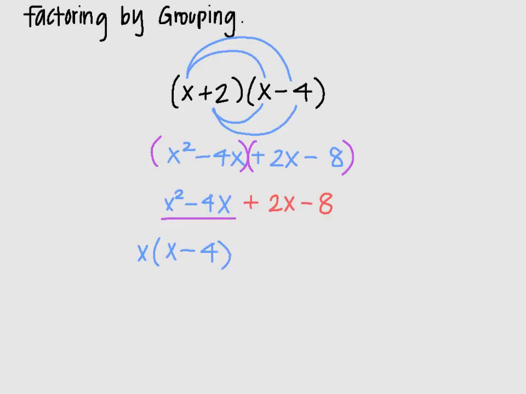Now what I'm going to do is look at the second 2 terms, or the second pair of the terms in my polynomial. So I'm going to look at 2x minus 8. And in those 2 terms, what I see they both have in common is a factor of 2. The greatest common factor of 2x minus 8 is 2, meaning that 2 is a factor of 2x and a negative 8. So if I factor out the positive 2, what I'm left with is 2x divided by 2 is x, negative 8 divided by 2 is negative 4.